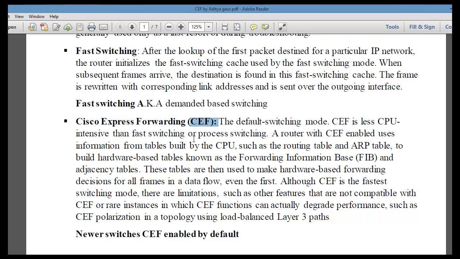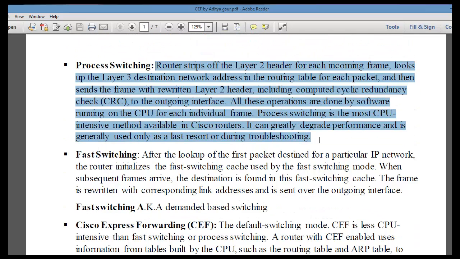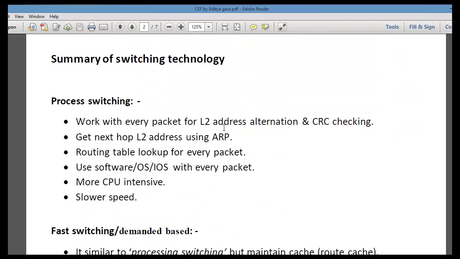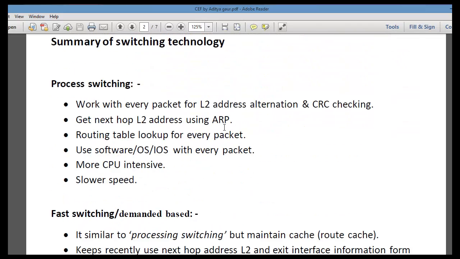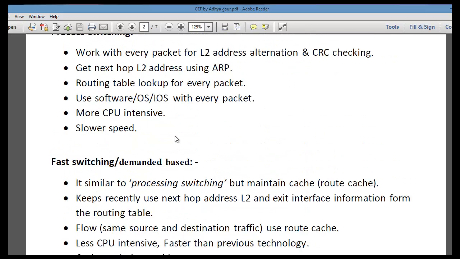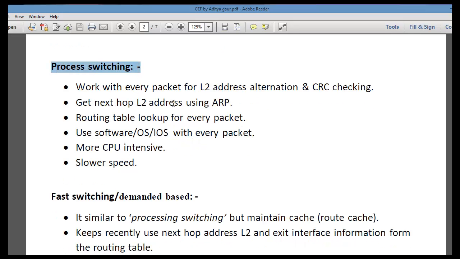So good. Now we are going to discuss a summary, not a whole bunch of words. I also created a summary so that it will be easy to understand for you people. So we have three methods of switching a packet on a layer 3 switch or a router: process switching, fast switching, and Cisco Express Forwarding. So let's begin with process switching. How does process switching work?